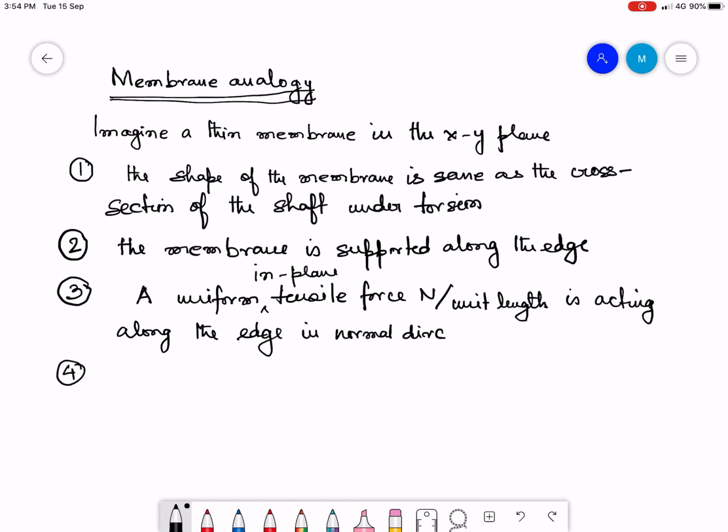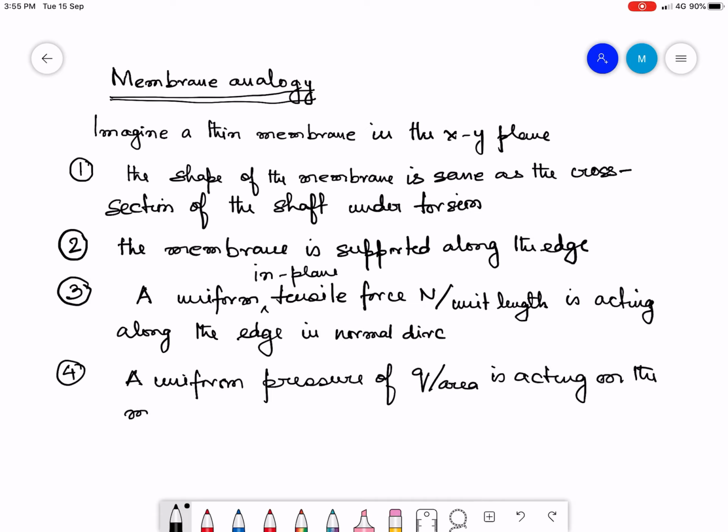The fourth point is that uniform pressure of Q per area is acting on the membrane in z direction. Okay. So right. So these are the features or properties of this membrane.